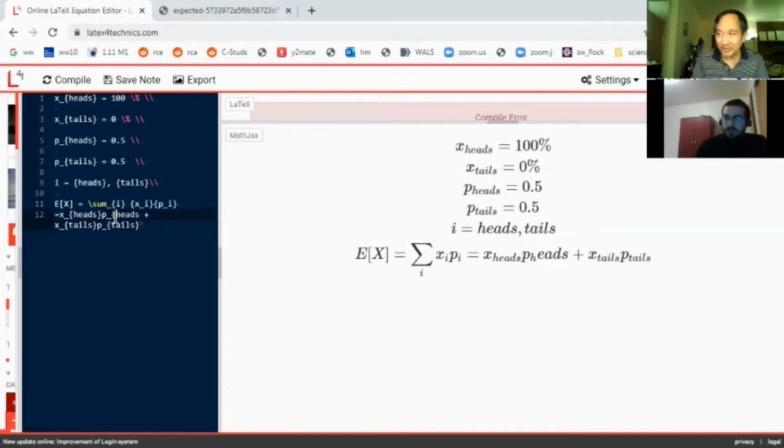Let me fix that. I like this editor. I actually do. This is nice.